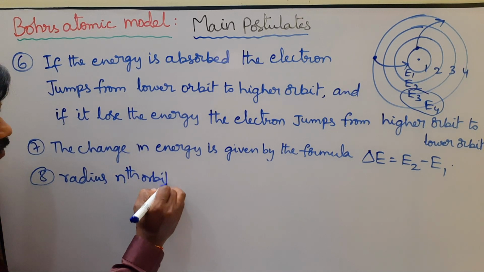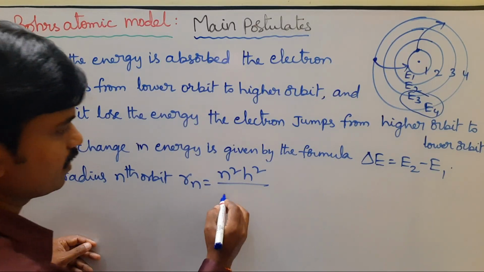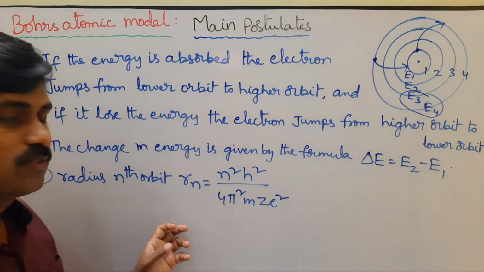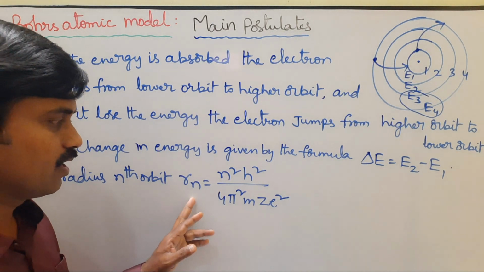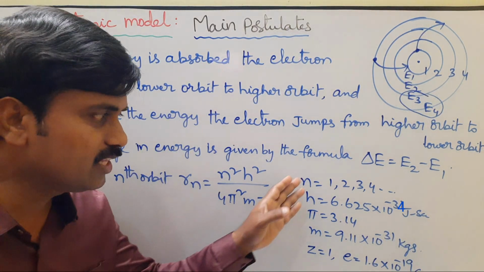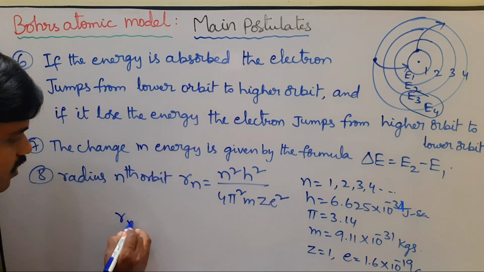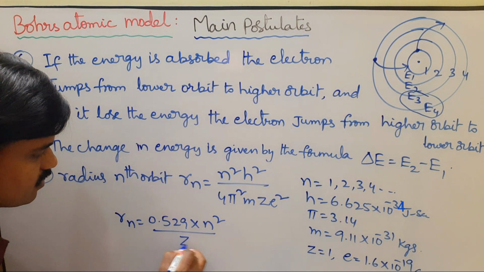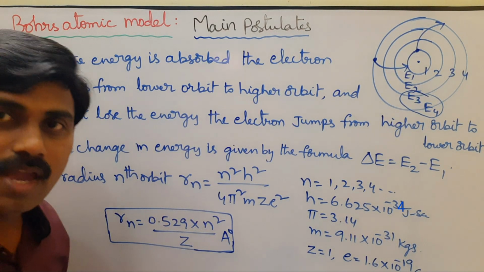Next point, for finding the radius of any orbit of an electron, the radius of the nth orbit Rn is equal to n square h square by 4 pi square m Z e square. Actually this is a derivation we will discuss in the next video. If we substitute all the constant values in the above equation, we will get the radius of the nth orbit Rn is equal to 0.529 into n square by Z. So this is the formula for calculating the radius of any orbit.